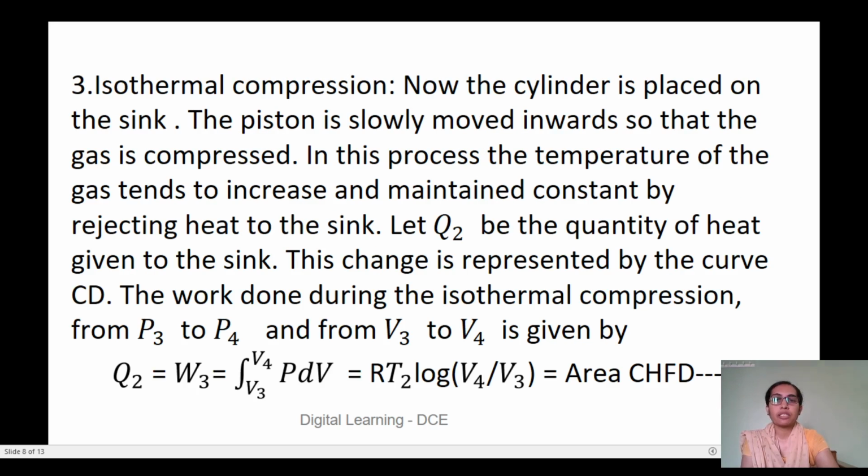Next, isothermal compression. Now the cylinder is placed on the sink. The piston is allowed to move inward so that the gas is compressed.